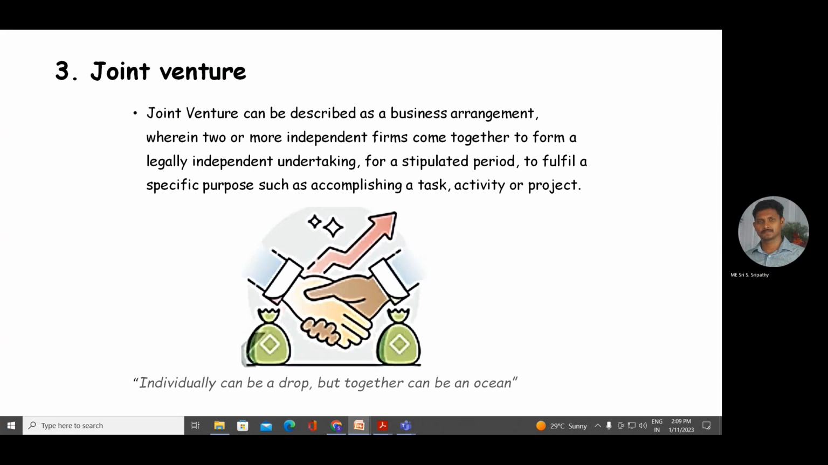Coming to the other business organization, the third one, joint venture. A joint venture can be described as a business arrangement wherein two or more independent firms come together to form a legal independent undertaking for a stipulated period to fulfill a specific purpose such as accomplishing a task, activity or project.